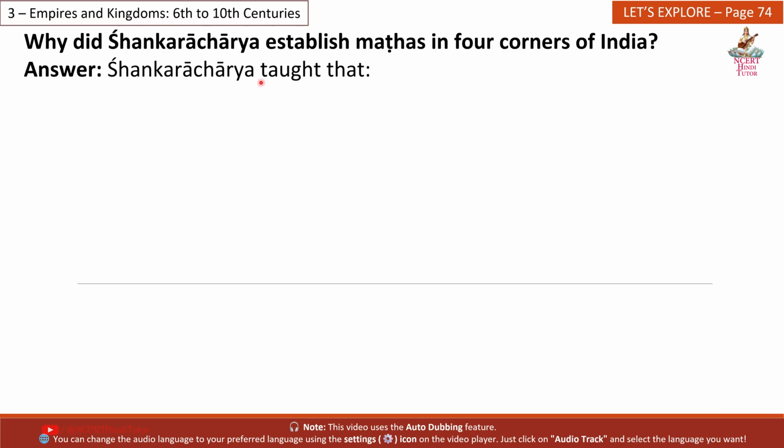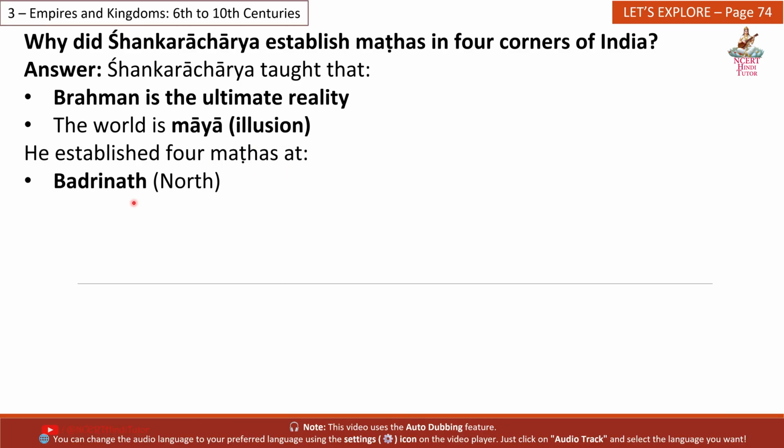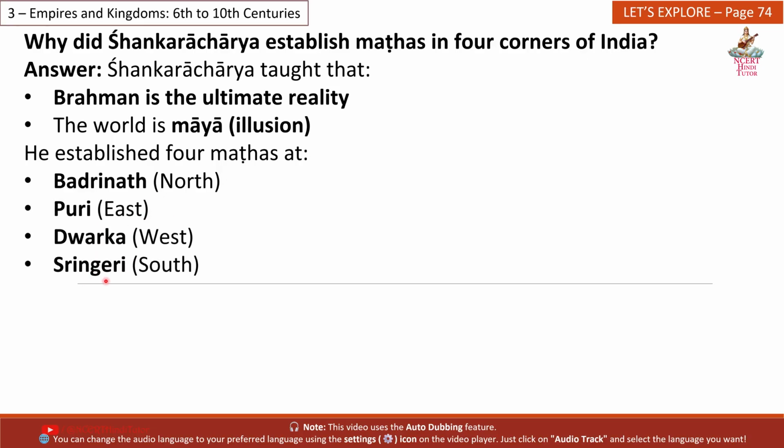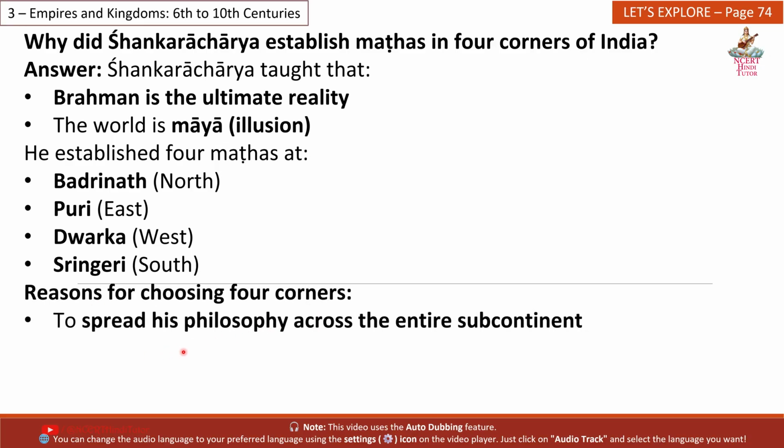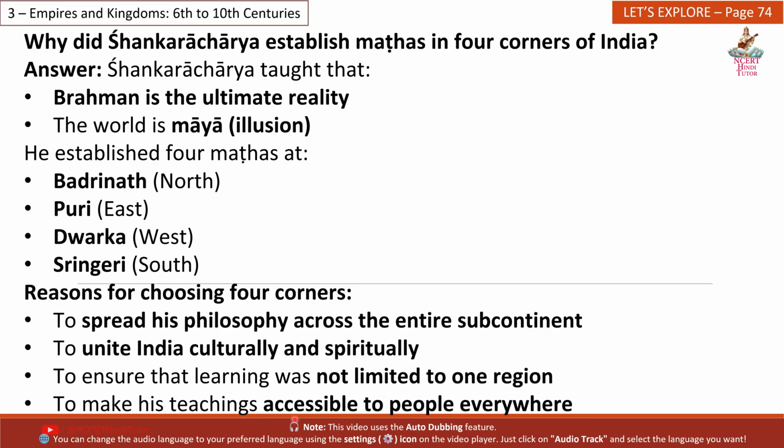Answer. Shankaracharya taught that Brahman is the ultimate reality, the world is Maya, illusion. He established four mathas at Badrinath north, Puri east, Dwarka west, Sringeri south. Reasons for choosing four corners: to spread his philosophy across the entire subcontinent, to unite India culturally and spiritually, to ensure that learning was not limited to one region, to make his teachings accessible to people everywhere.